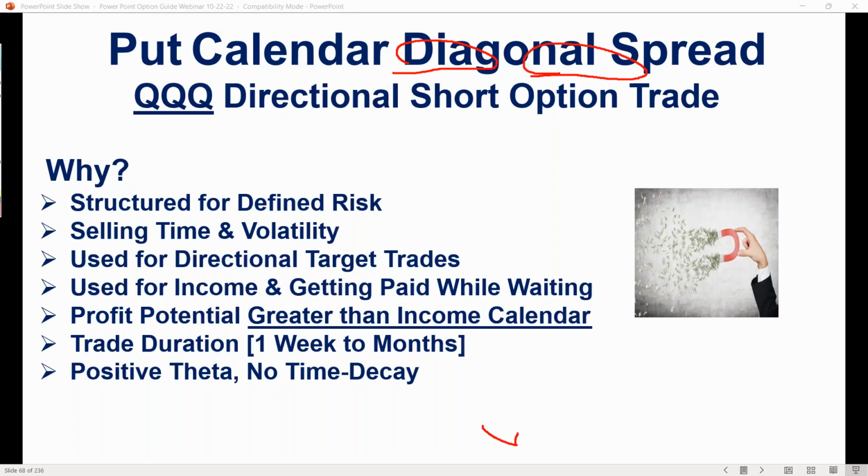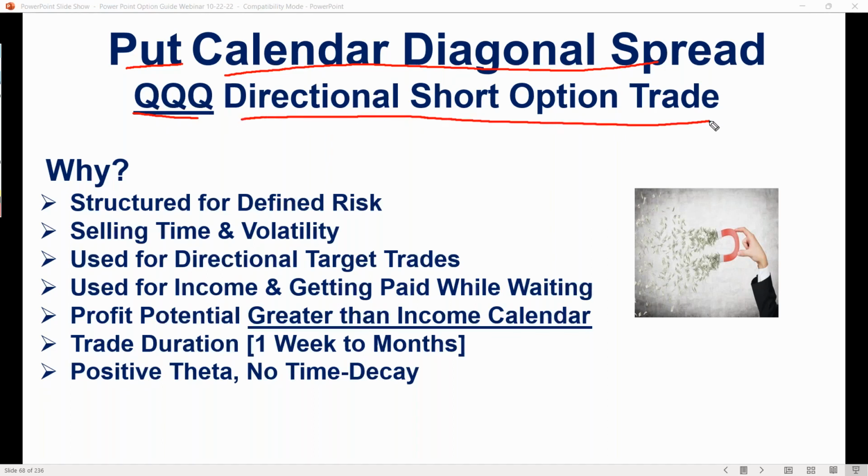Now, here's the next one, which is one that we do a lot of because we get that additional bigger profit zone because of the diagonal part of the spread. So this is the calendar diagonal. This one was going to be using a put again on QQQ. So this was a short trade. Okay. Again, defined risk trade, defined as a debit paid.